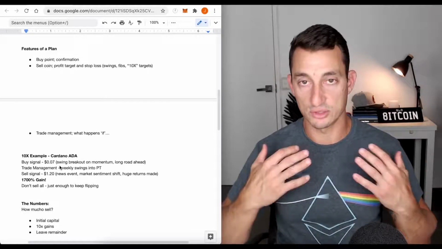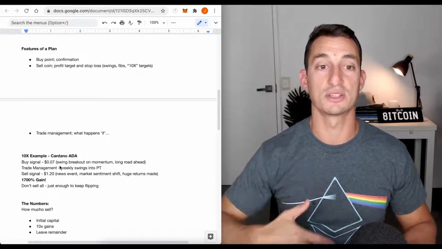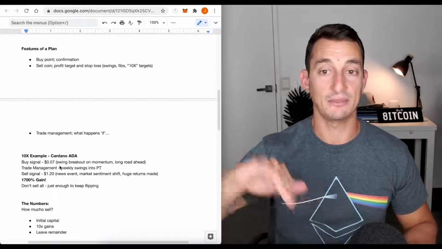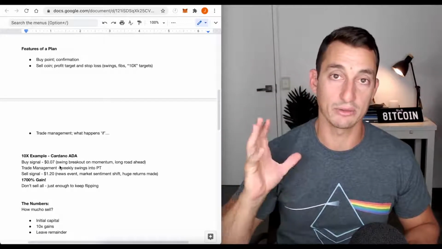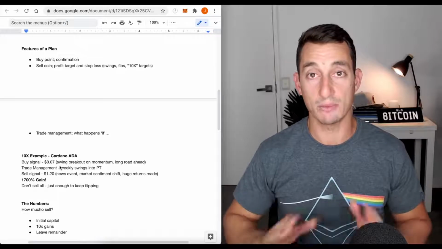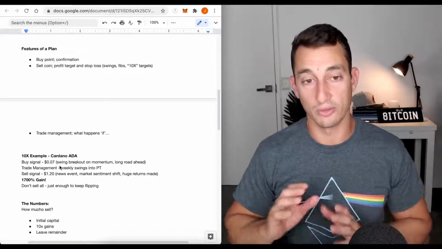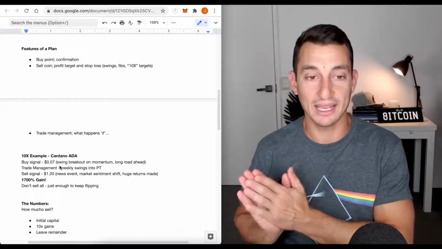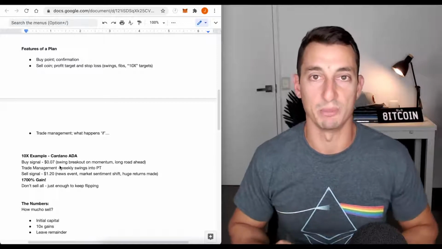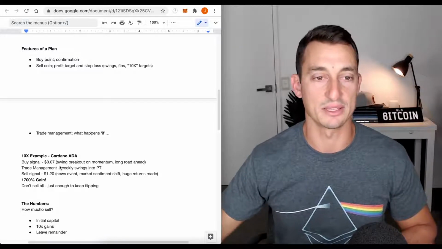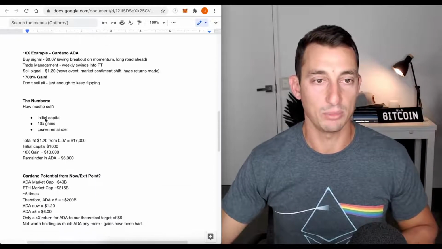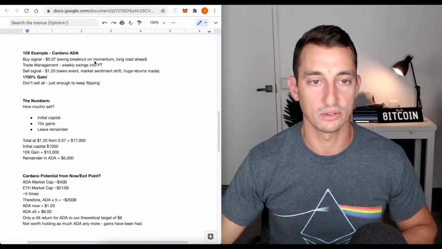And the thing I talk about all the time is stick around for bear markets. Stay for the bull, stay for the bear. You're going to get rich if you stay with a market, something that you're following throughout the bear market, because that's the easiest and safest time to be buying in, not when the prices are going nuts. So example, buy signal at 7 cents, swing breakout on momentum.